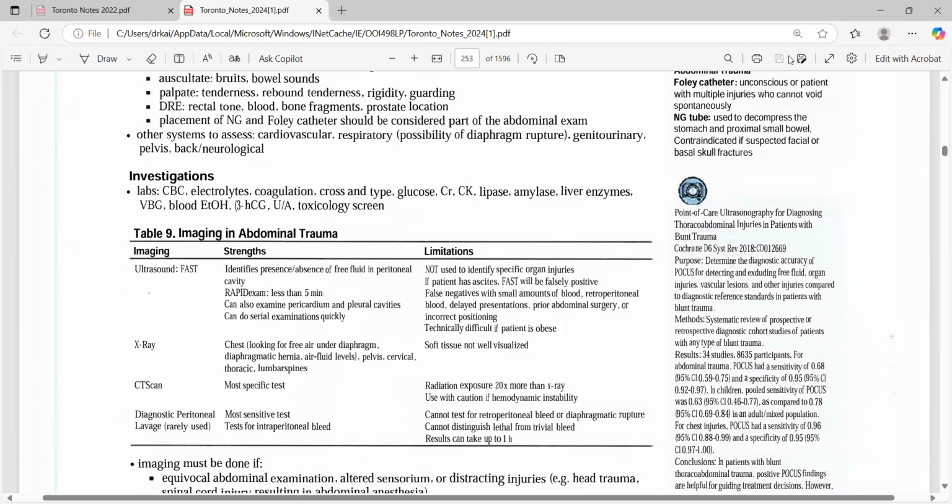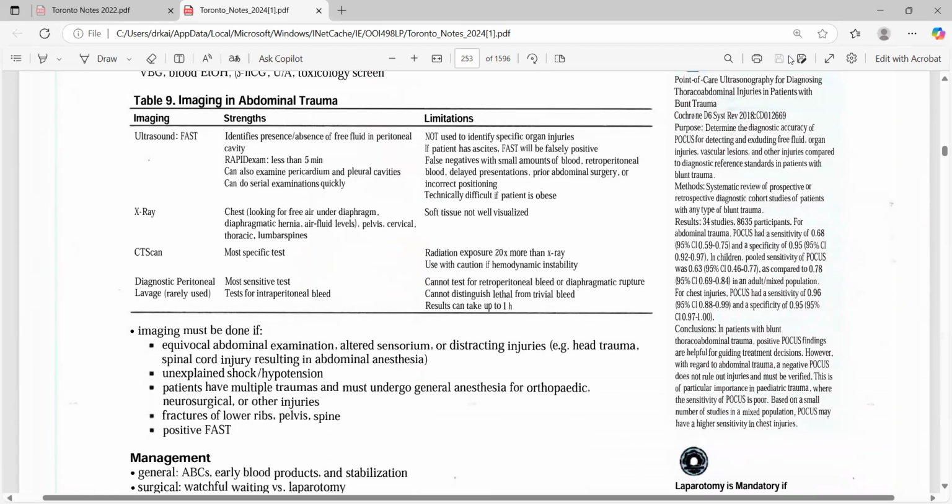Then CBC, electrolytes, coagulation, cross and type, glucose, creatinine, CK, lipase, and amylase are very important in the abdomen because we are checking for the pancreas and liver and all that, and especially the lactate as well. We check lactate as well. Then liver enzymes, venous blood gases, blood alcohol level, beta HCG, very important, especially in the female. Don't forget the beta HCG. Urine examination and then toxicology screen.